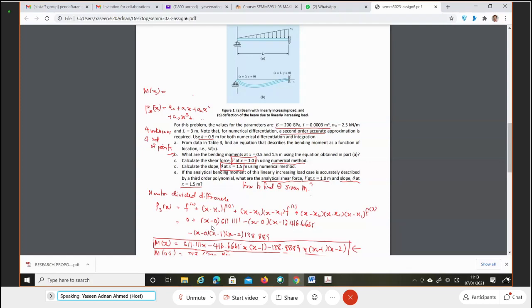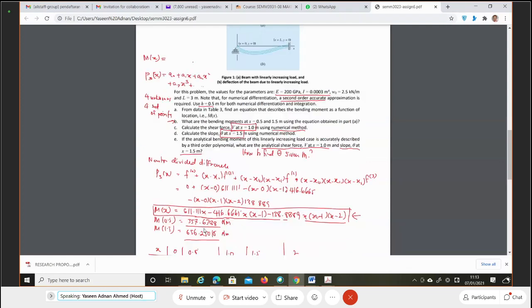If you want to use the Lagrange polynomial, also no problem. You will get the same equation. So there are two methods to remember: the Lagrange polynomial or the Newton divided difference method. It's up to you which is convenient for you. You make the table, substitute the values, and then you will get the result.